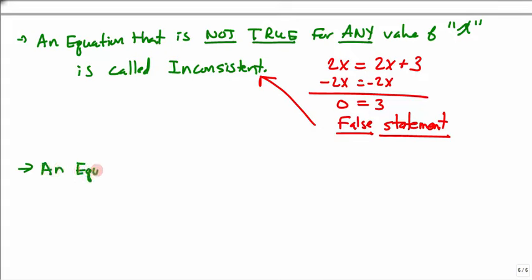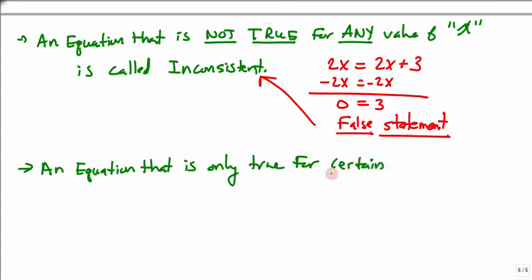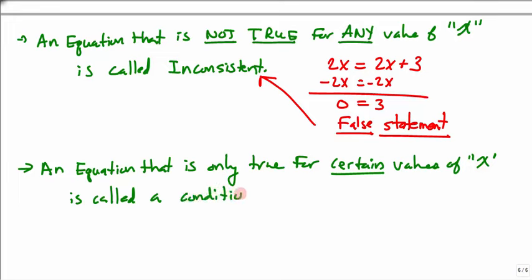one, an equation that is only true for certain values of x is called a conditional equation. Now we run into conditional equations a lot.